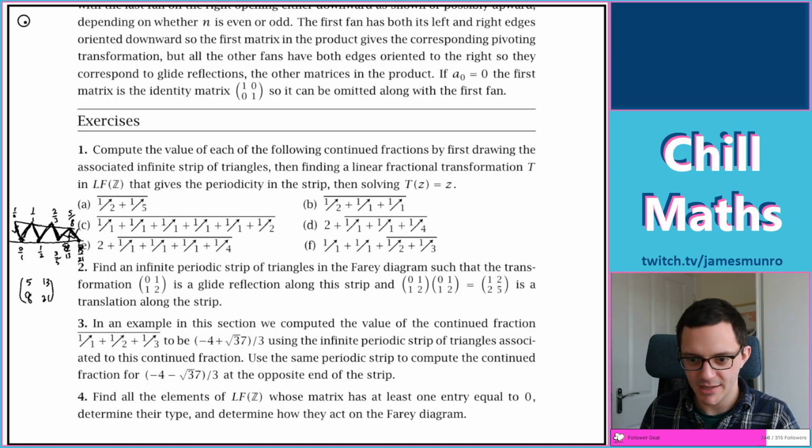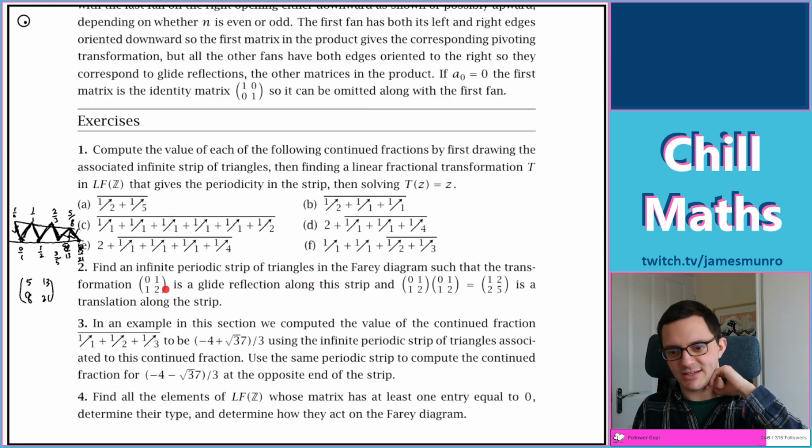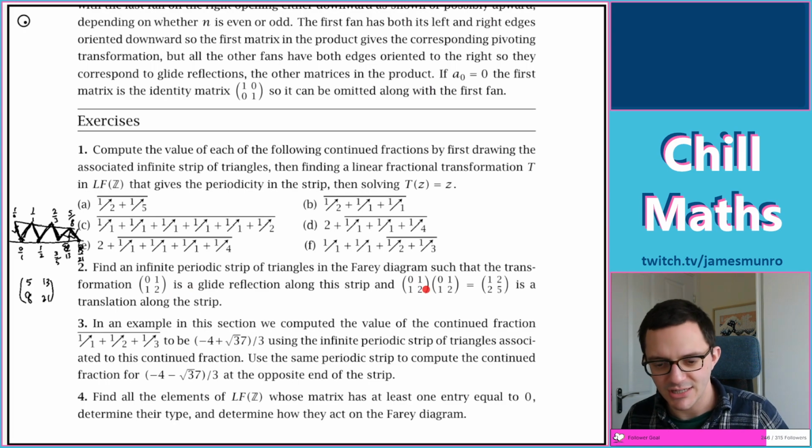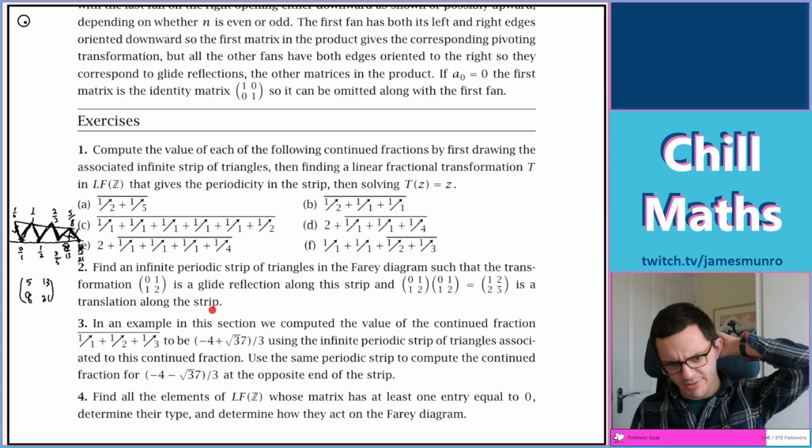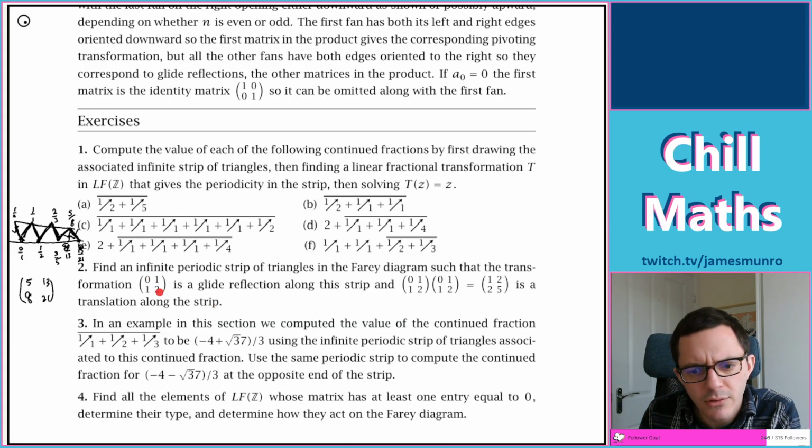Right, okay. Find an infinite periodic strip. Dude, yes, it goes. A transformation like this is a glide reflection, and it's a translation along the strip. So glide reflection would be flippy, but then doing it twice would flip it back again. So what do I think? 0, 1, 1, 2. How do I make that? So that makes me think that it's something like 1, 0, 0, 1. But then to get to 1, 2, so I want to add this 0, 1 to get 1, 1. And then 1, 2, I want to add this.